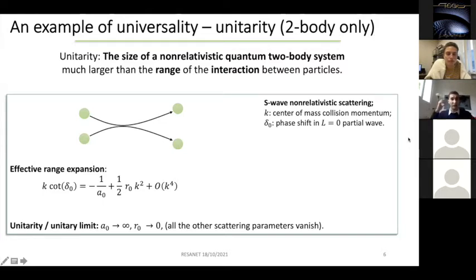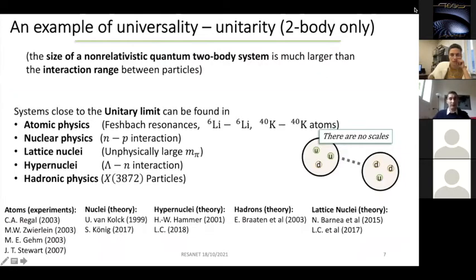And you are in the unitarity limit when the scattering length goes to infinity and the effective range goes to 0. Essentially, the scattering length becomes much larger than the effective range and much larger than all the rest of the scattering parameters. Now you can say, well, but this is just an academic concept. This is something that goes to infinity and to 0. You will never have a physical system with really an infinite scattering length and 0 effective range. And well, you are correct. There are no infinite scattering length and 0 effective range, properly speaking, in physics, but there are many systems that are close to the unitary limit.